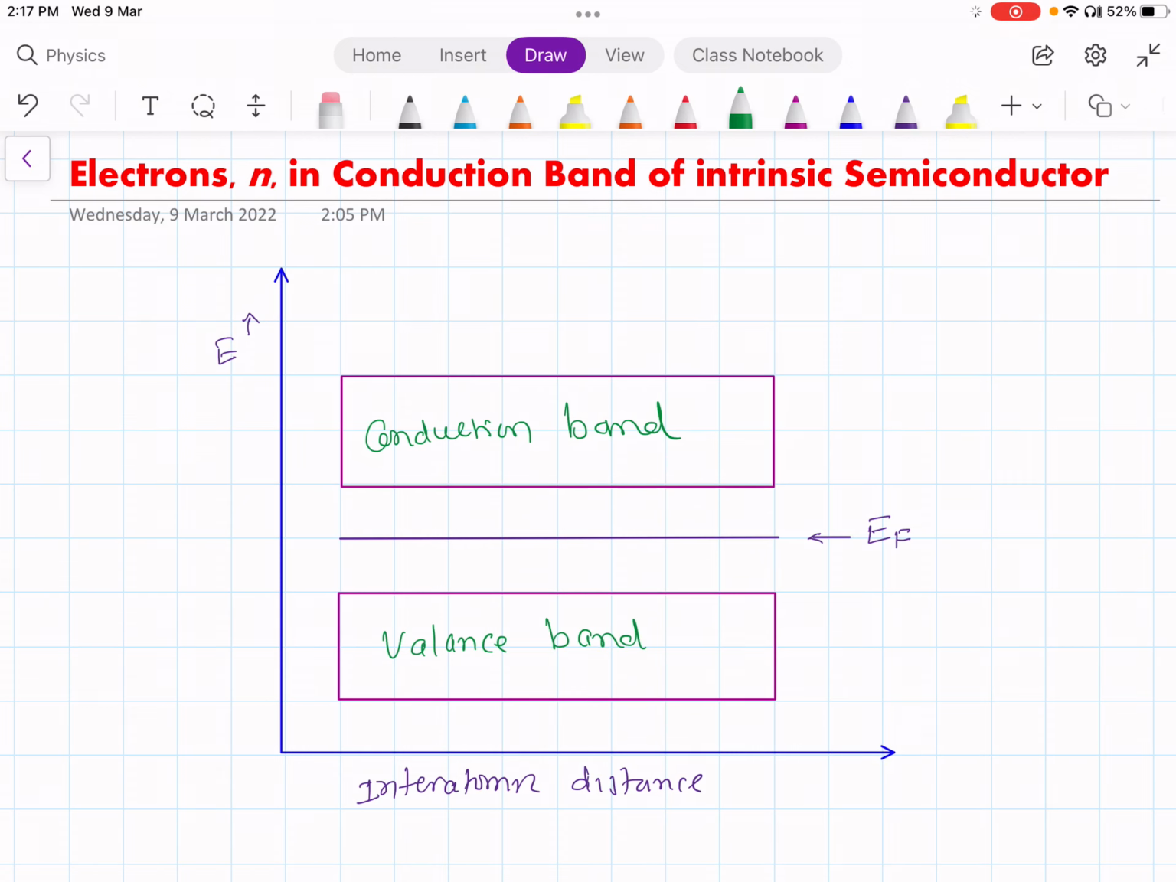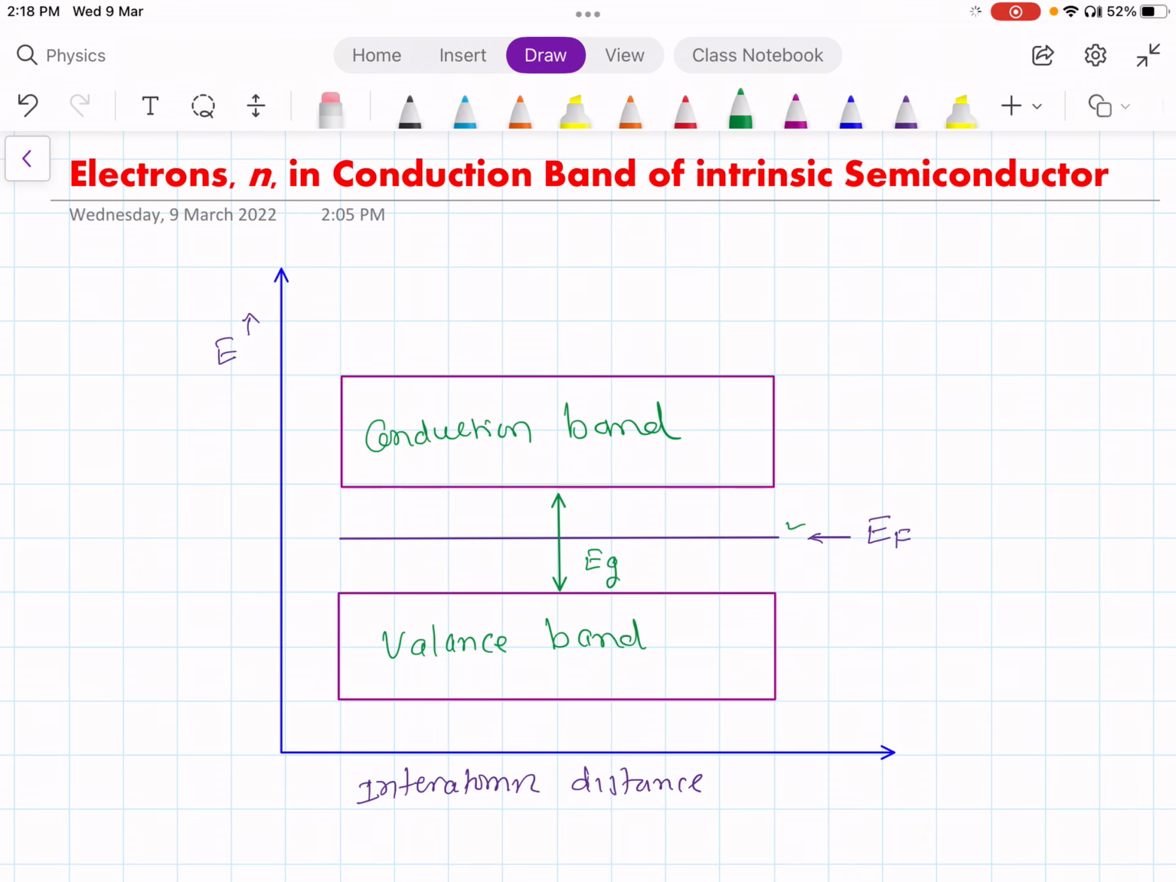In the semiconductor, the Fermi energy level is in the middle of the energy gap. This is the energy gap, Eg, and in the middle of this line is the Fermi energy level. In the conductor, this Fermi energy level lies in the conduction band. But in case of the semiconductor, this Fermi energy level is in the middle of the energy gap.